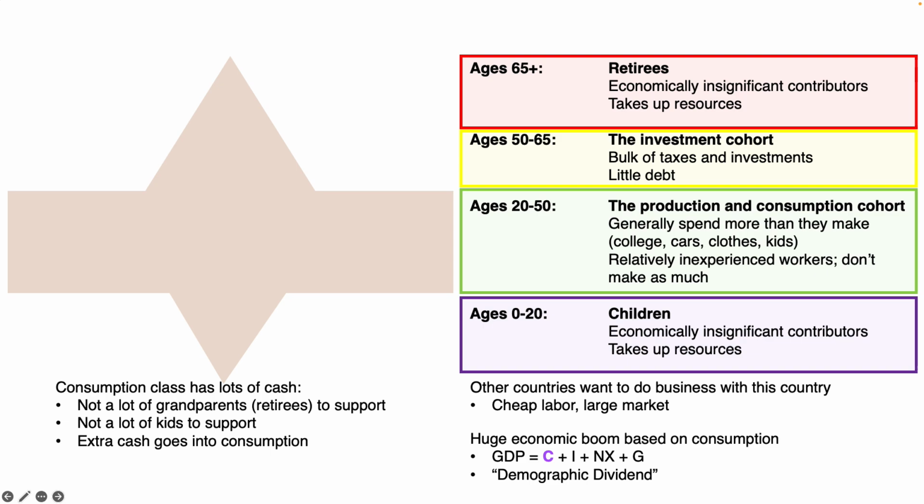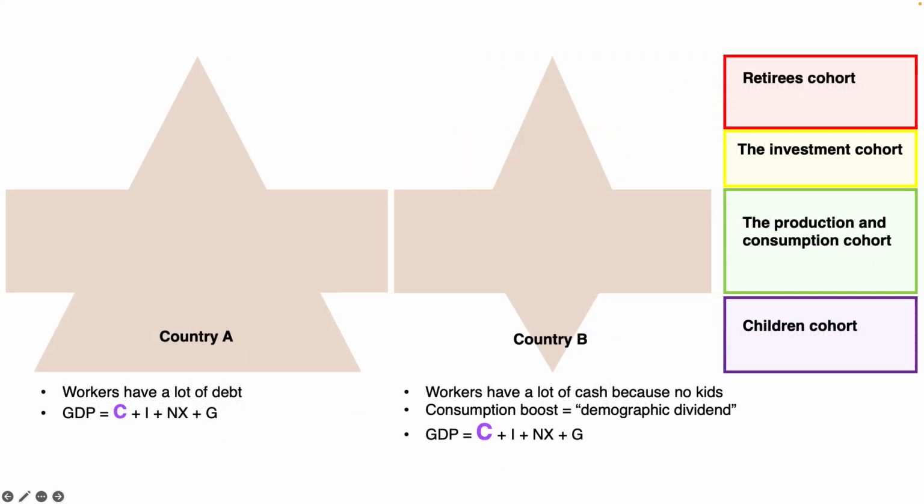This country, where the consumption class is outsized, is having what is known as a, quote, demographic dividend, and it is a one-time deal. You can do this maybe once a century. So the primary difference here is how much cash the consumption cohort has to spend and the size of the children cohort. And while there's a boost to GDP in country A, there's an outsized boost to the GDP in country B.